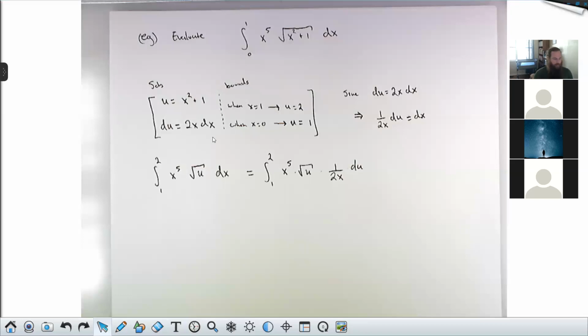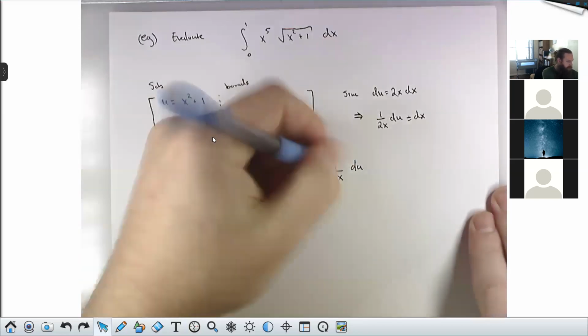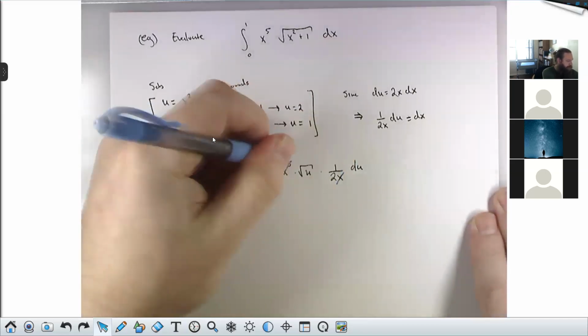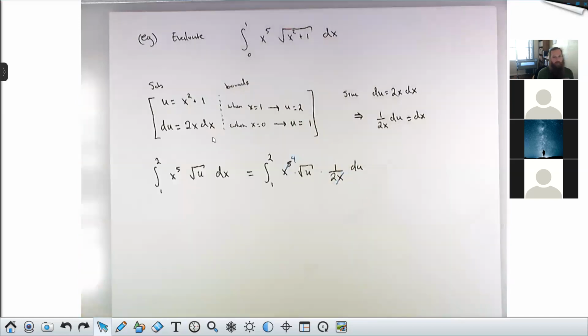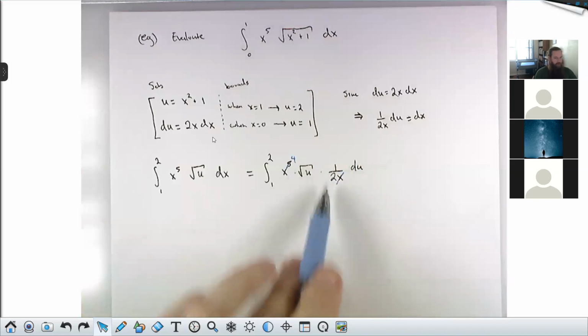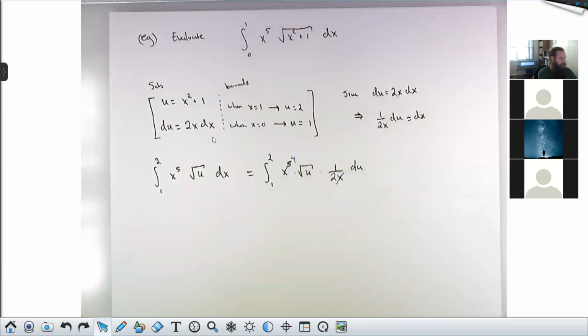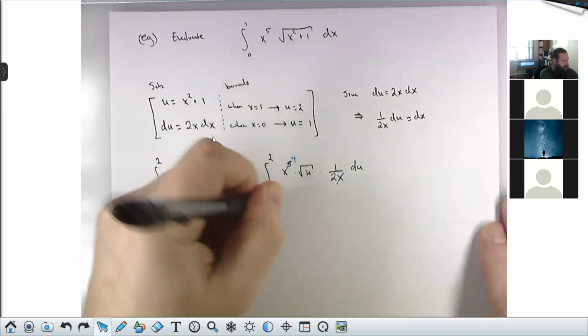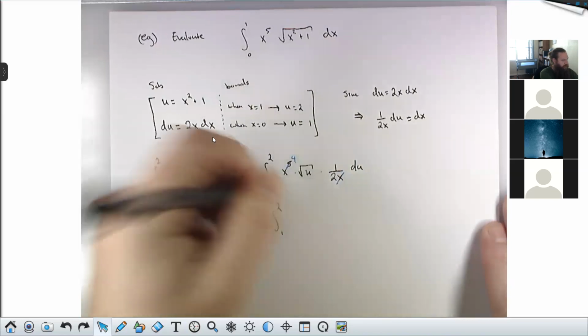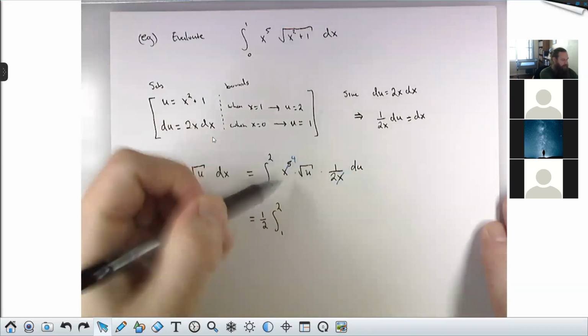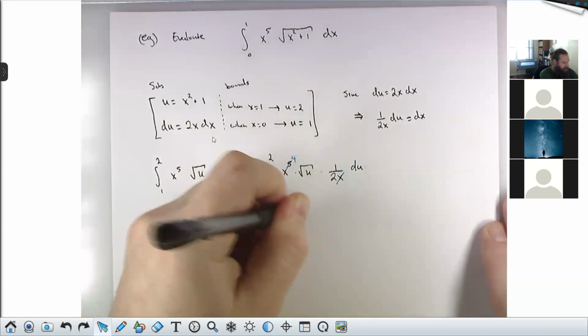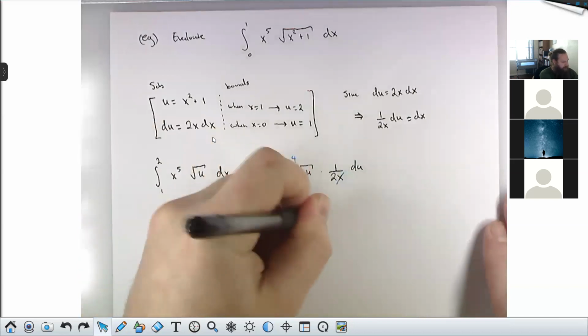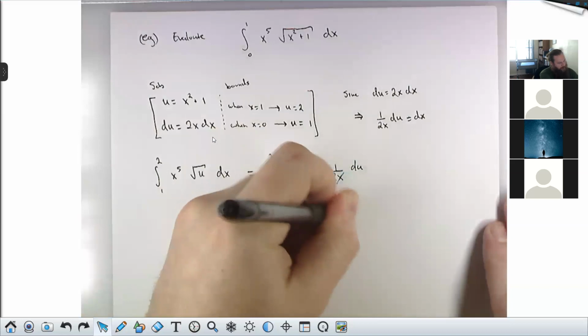A few things happen here. Since all of these things are being multiplied, this x down here can talk to this guy up here. He's going to make this power a 4. And also, I've got a factor of 1/2 here that can come out. So I have equals 1/2 integral 1 to 2. There's still an x here. It's just x to the 4 now. So that's a problem. And then I have square root of u du.